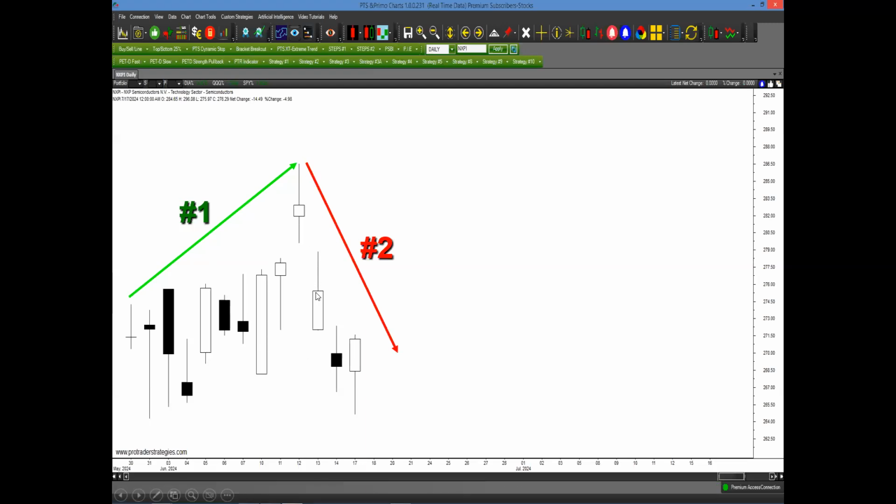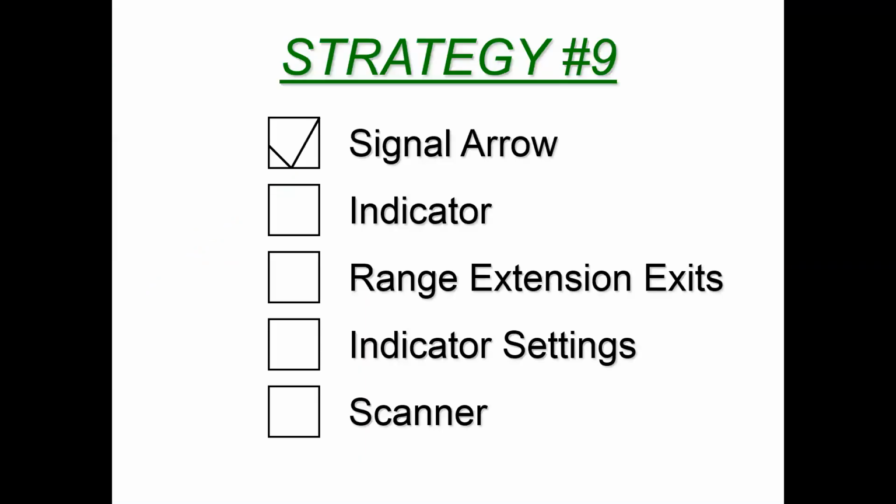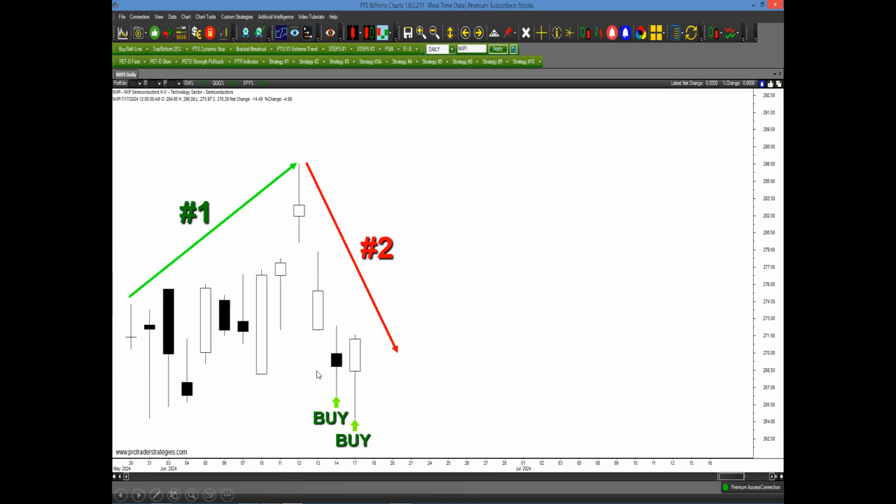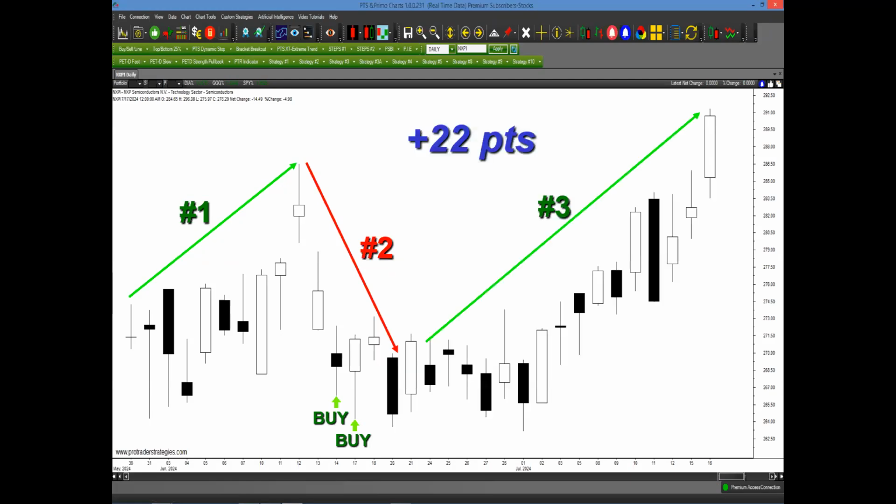Even though it's only maybe 1, 2, 3 bars, it's telling you that most likely this is going to be over soon. So in order to take advantage of that, click on strategy 9 and see if there's any signals that are being generated. Click on signal indicator, or signal arrow, I should say. And we have 2 right here at or close to the bottom. Had you taken advantage of that signal, guess what? In the next month, you could have potentially captured 22 points.